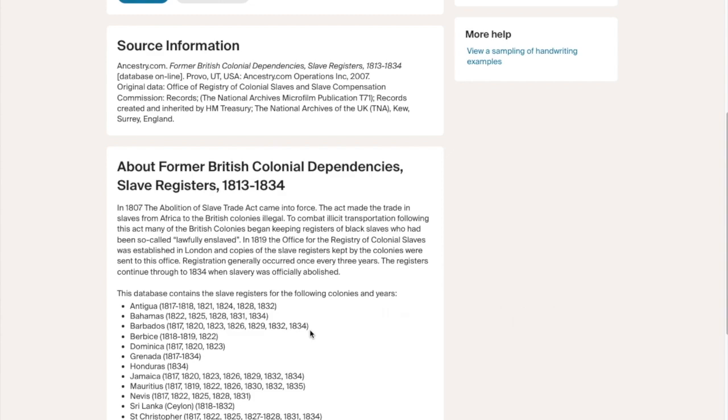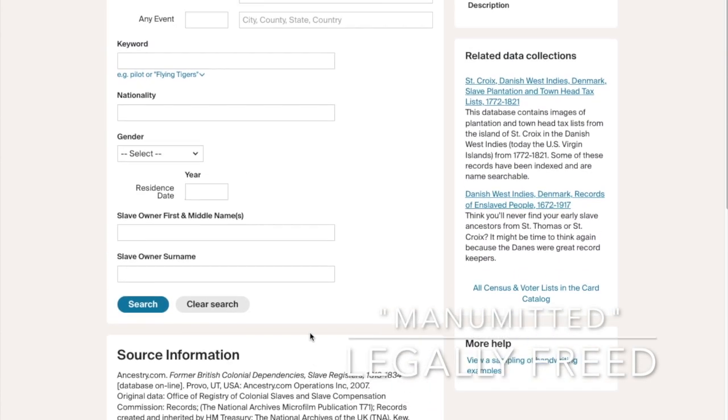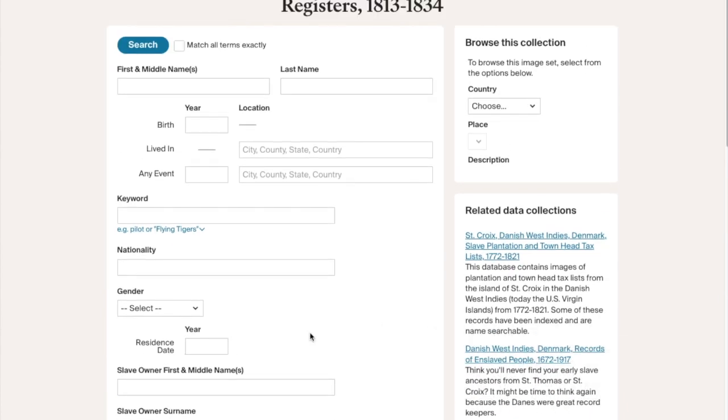So this means any particular one of these registers is going to tell us who is in that particular person's custody at that particular year, as well as who they had sold since the last register and who had come into their possession since the last register. It doesn't, however, indicate who is emancipated or manumitted, and that means people who were legally freed. And we're going to see that complicates things a little bit for us in our search, because I'm going to suggest that one of the people that we're looking for happens to have been emancipated.